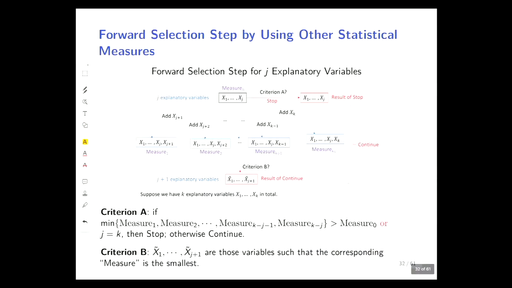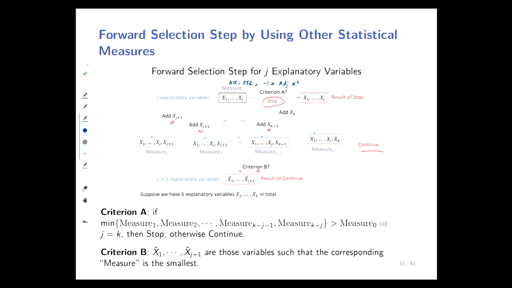So let's look at this flowchart for the forward selection step. Similarly to variable selection using the F statistic, for this forward selection step we need to determine two things. The first is whether or not we should continue, that is, whether or not we should add one variable. For that we use criterion A. Also, if we decide to add one variable, we need to decide which variable we should add. That's criterion B. But here we do not use the F-statistic anymore. We consider those three measures: AIC, BIC, and minus one times the adjusted R-square.